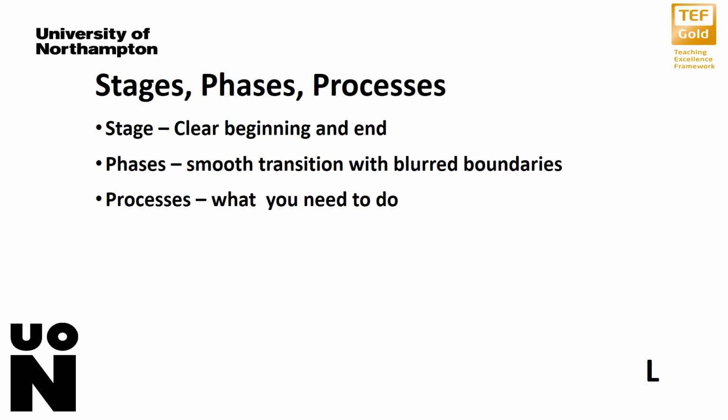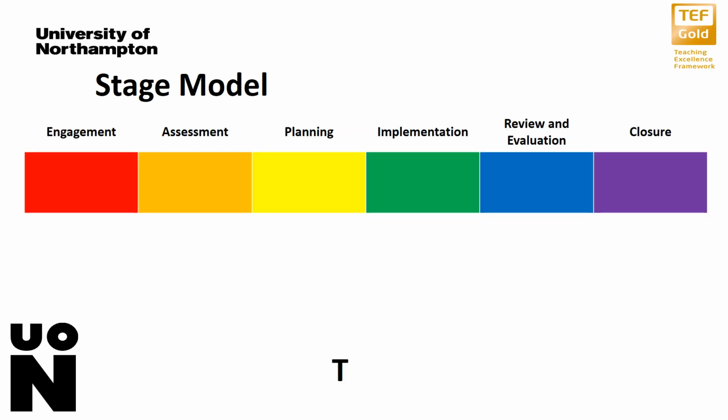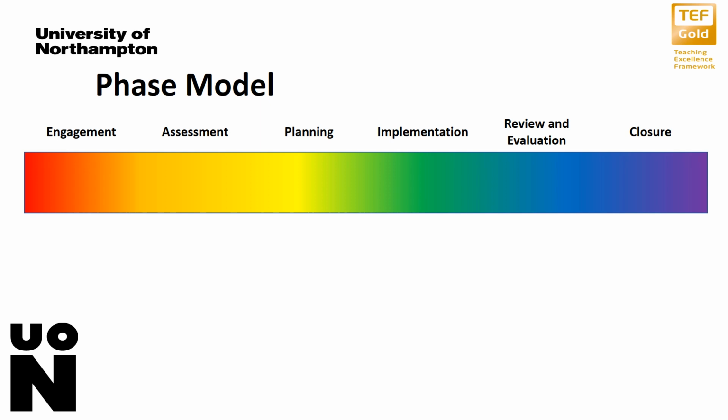And that's really what I'm going to suggest is a helpful way to think about this particular model. If we look at a stage model, if we put the Carroll Sutton model, you start with engagement, then you assess, then you plan, then you implement, then you review and evaluate, then you close. And it's got these distinct, separate stages. If you look at it more as a phased model, you get those same processes, but as you can see, they're a little bit more blended into each other. Each one moves from one to the other.